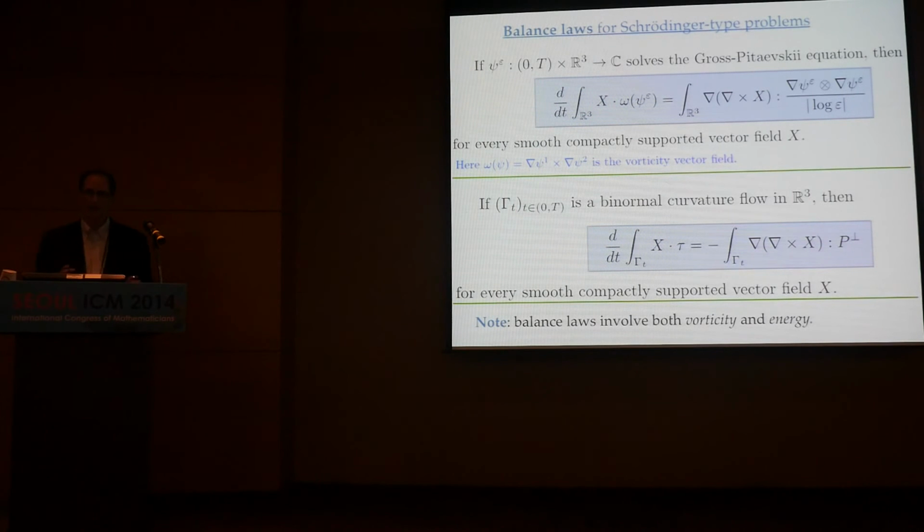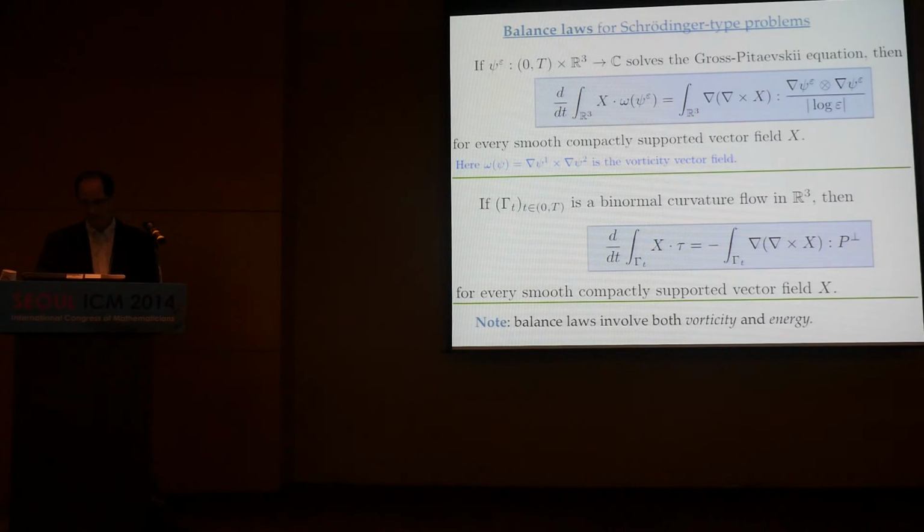And in every case, there's this architectural similarity between these two things. And also, formal computations lead one to expect that these quantities up here should converge to these quantities down there. A difficulty is that this balance law contains both the vorticity here and quantities related to the energy over here, whereas the earlier ones had essentially only the energy, which made them more tractable.